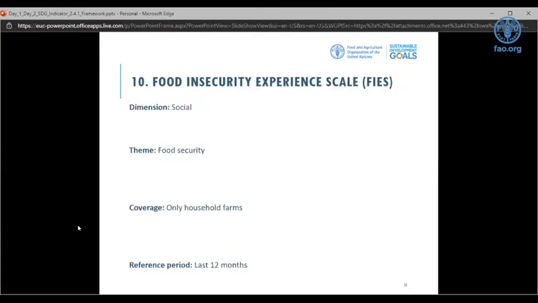Now, one other important consideration for this particular sub-indicator is that it is only applicable to household farms. So it is not applicable to farms that are managed by big corporates, which are publicly listed on the stock exchange or owned by large companies. So in this case, those holdings won't be interviewed based on the 8 FIES questions. We are only going to administer these questions to the household farms.